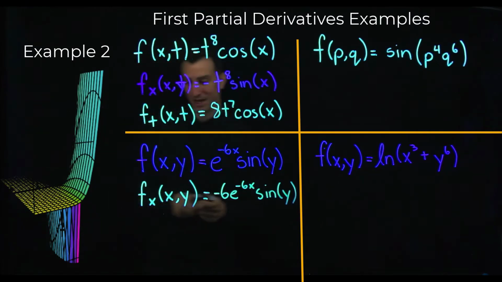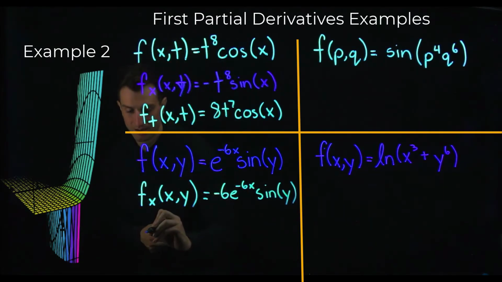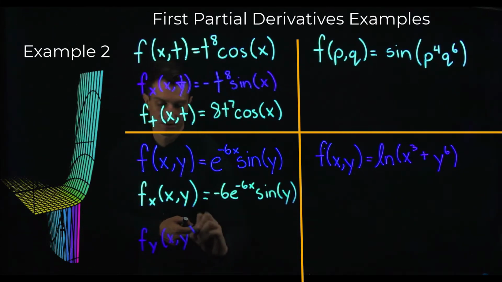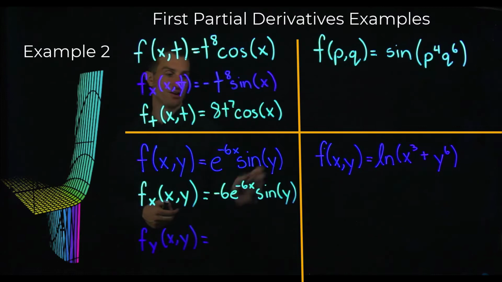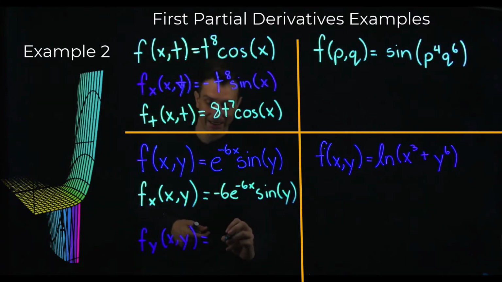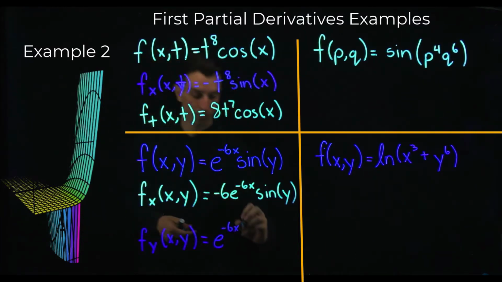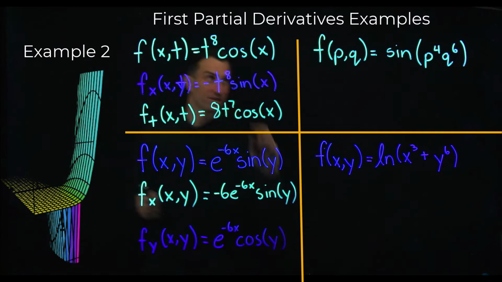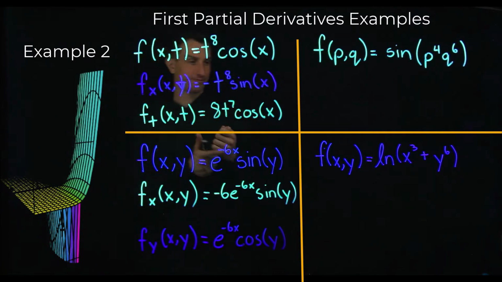And our bottom one down here, f sub y of x, y. That means we're treating y as the variable, so sine of y. e to the negative 6x is just a constant that's hanging out in the front here, so nothing to do with it. Derivative of sine is going to be cosine of y. Awesome. All right, so these are kind of the basic 2 examples.